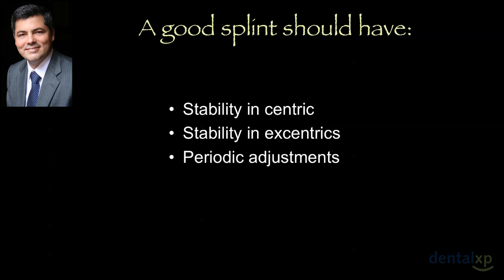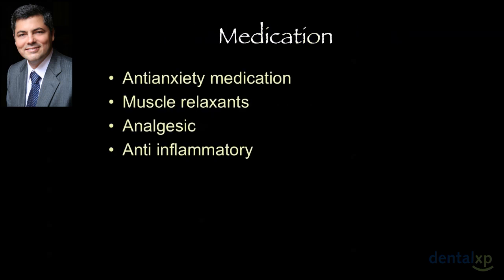A good splint should always have stability in centric. It should be stable in eccentric movements of the mandible, and it should be adjusted periodically because occlusion is not static. Occlusion is dynamic and it changes. And it changes depending sometimes on muscle activity and muscle physiology. So it's important that you keep on adjusting and evaluating your splints.